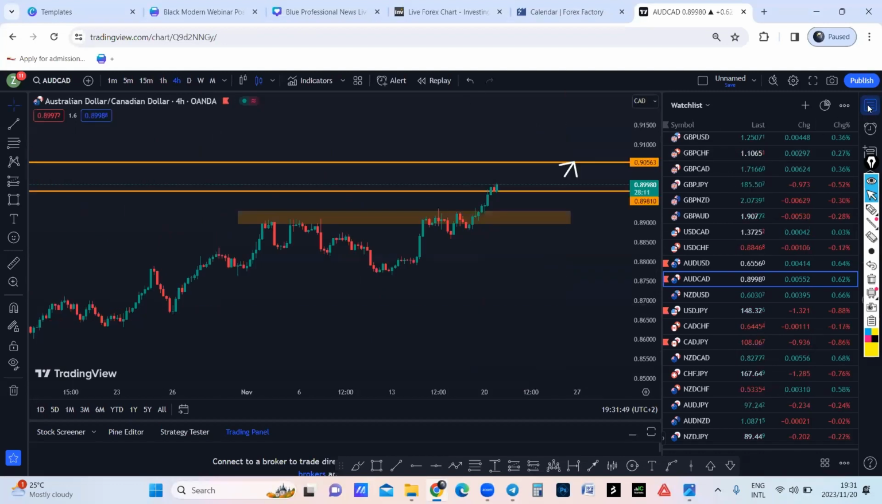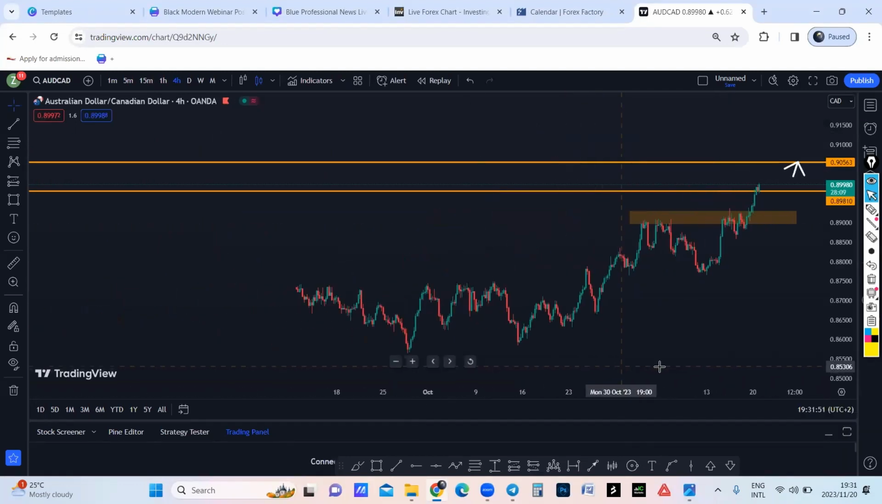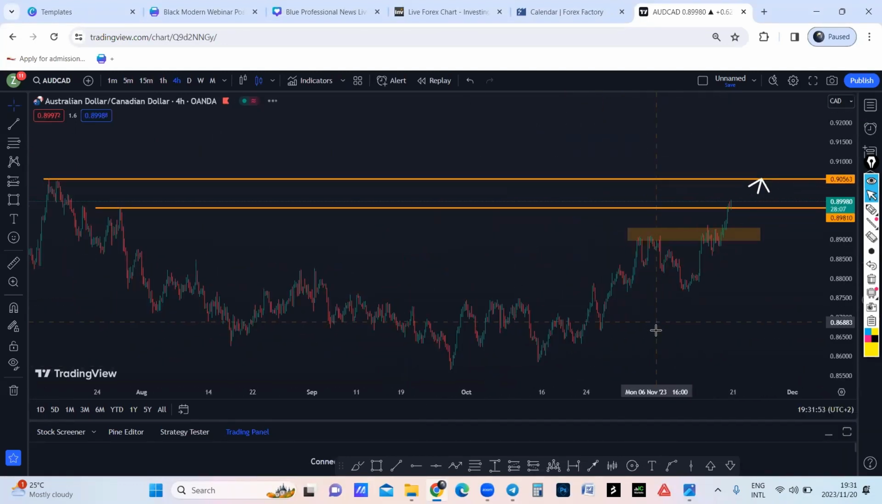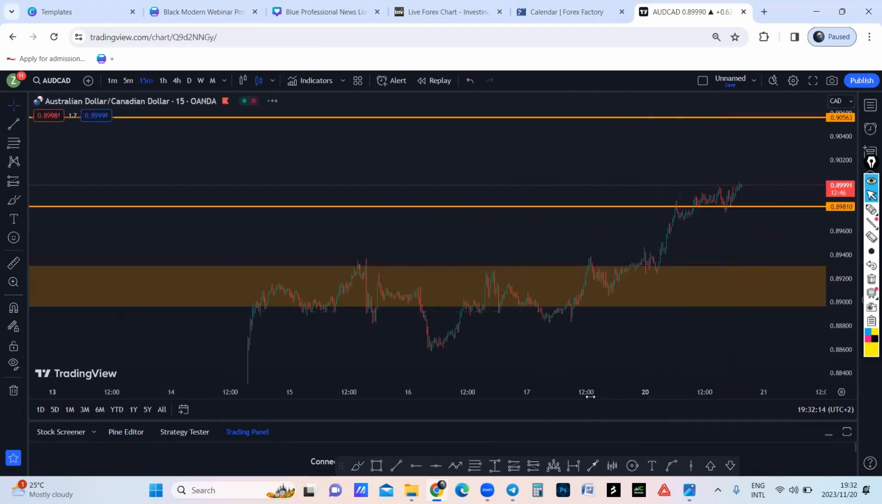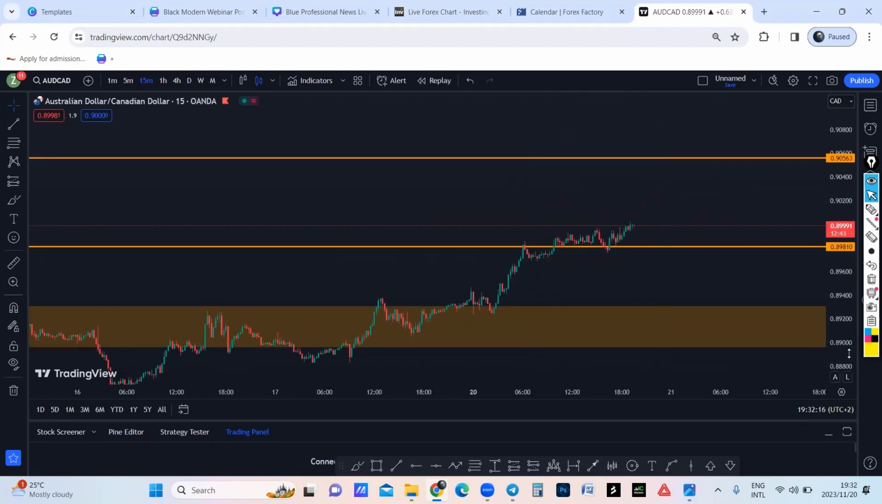H4, I saw the market going up, breaking this previous high here. Okay, it broke that previous high. But it was also touching this previous high here. So that's why we ended up not taking a buy all the way through. So let's go now to the 15-minute time frame. That's where I normally take my trades.